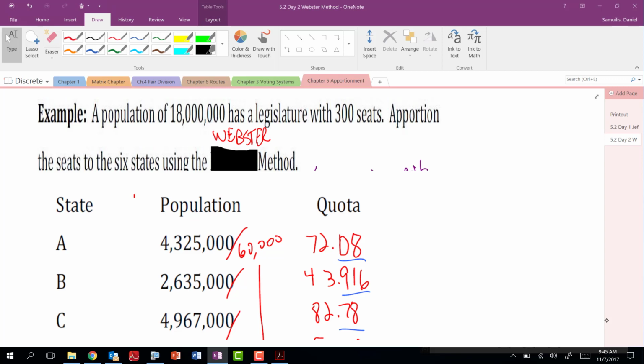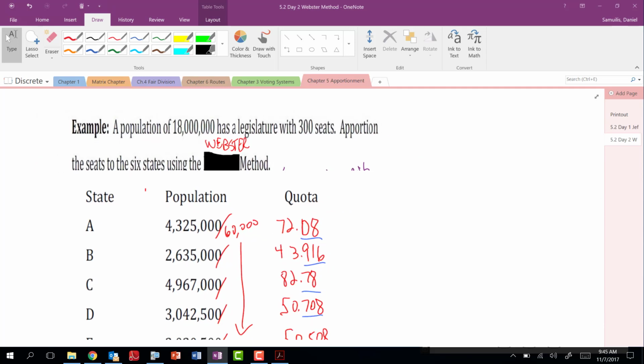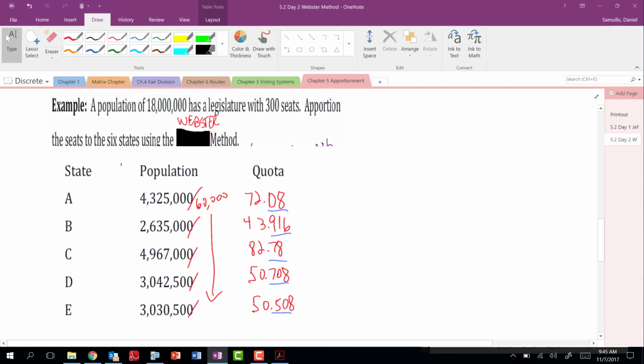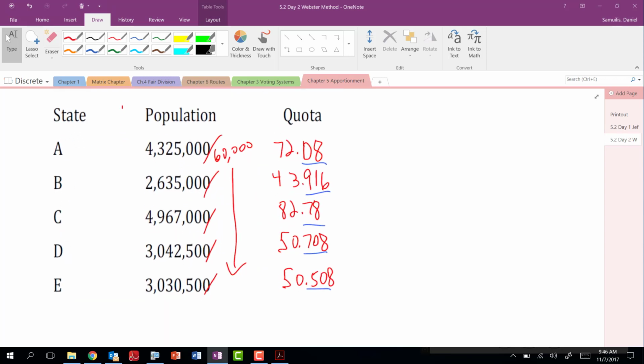We're going to do the same fantasy country with 5 states, 18 million people, 300 seats to give out, but we're going to do it through Webster's method just to go through the differences. And I don't have all the other ones to show who ends up different with different assignments. Same example, 18 million people, 300 seats.